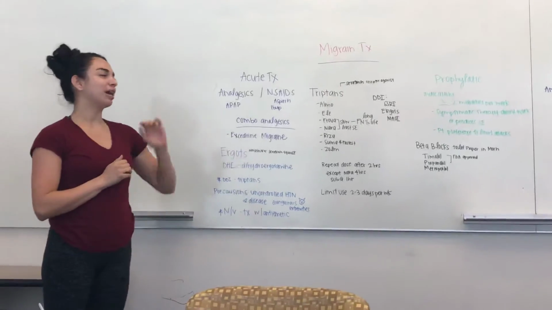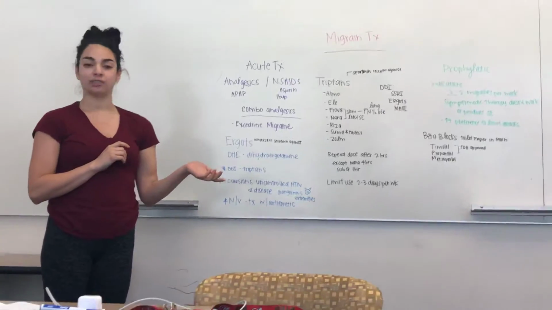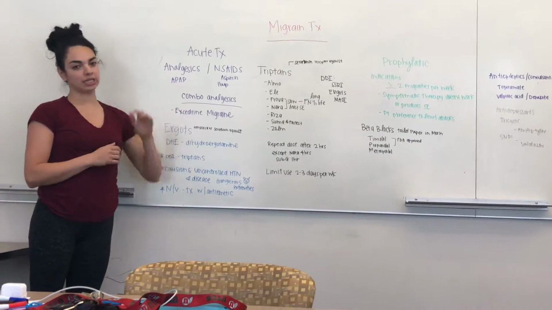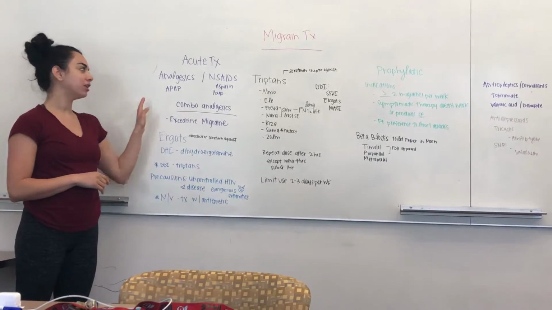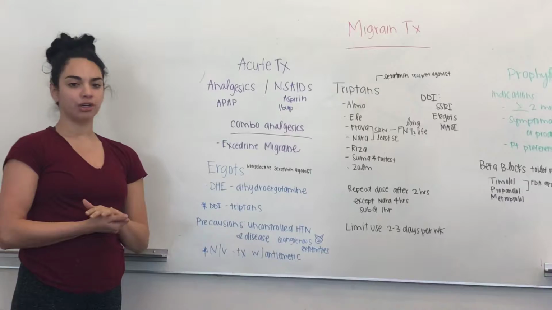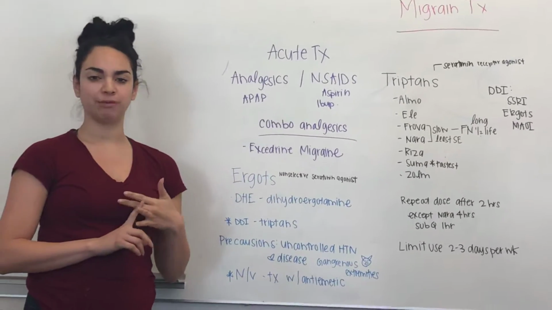Today we're going to be going over migraine treatment. So we broke it into acute treatment, and then we also have prophylactic treatment. To begin with acute treatment, we have analgesics and NSAIDs. For analgesics, that's like your acetaminophen. Typically these aren't really used in regards to acute treatment for migraines. More so you're going to find that it's recommended to use an NSAID, like aspirin, ibuprofen.